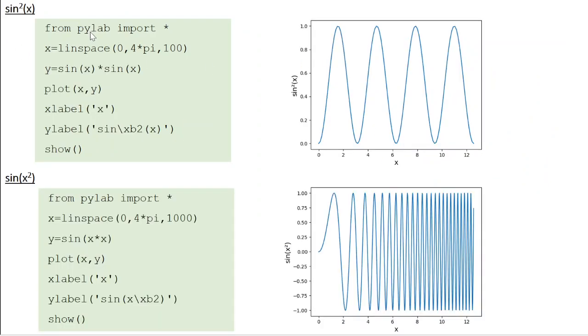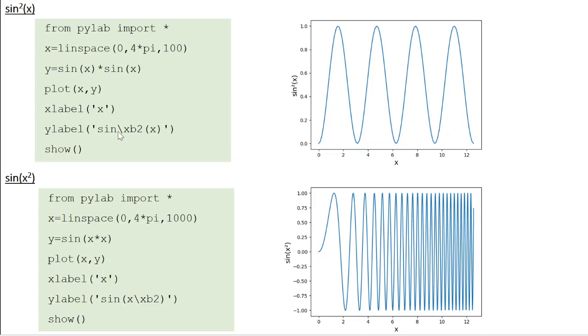Next is sine square x. Follow the same program. X equal to linspace 0, 4 pi 100. Y equal to, how do we create sine square x? Sine x into sine x. The rest is same. And this is something new for you probably. In y label I want to print sine square x. So how do you print the superscript? So the syntax for superscript is \xb. So once you write \xb, whatever comes immediately after that will be printed in superscript.